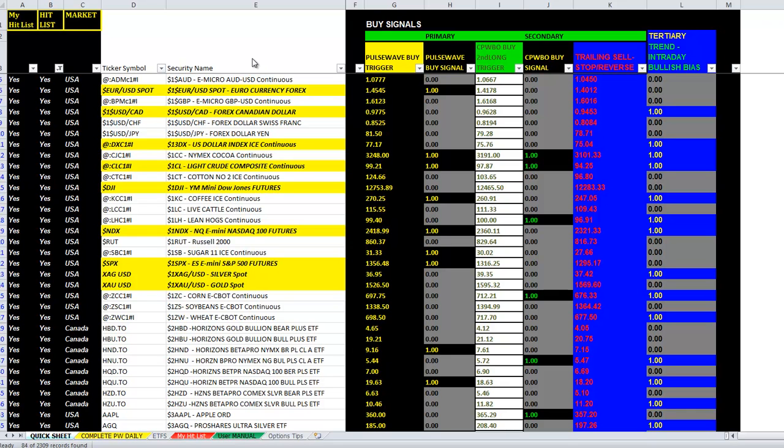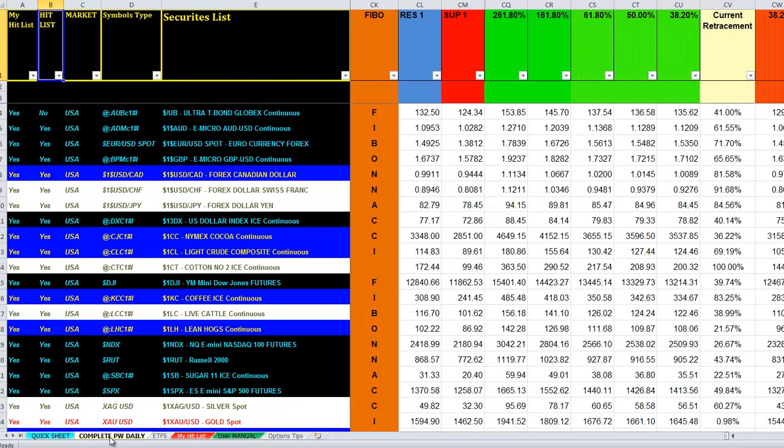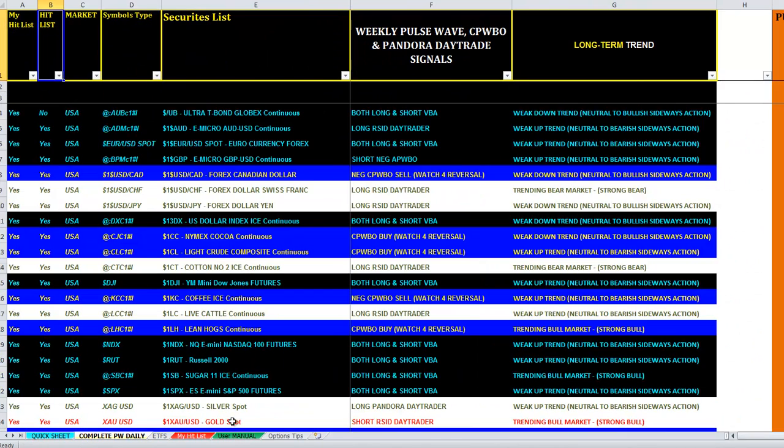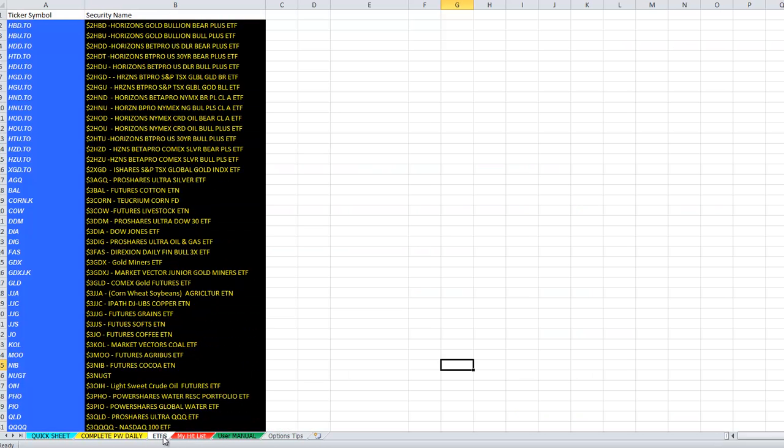Okay, in our last video, we explained how to use the new quick sheet that you will find located within the spreadsheet that you get. If you look at the bottom, the quick sheet is the first tab. You still have your complete sheet, which has all your studies and analytics contained in it. There's also an ETFs tab, which has the ETFs that I normally watch and trade, starting with the Canadian ones for you guys who live in Canada.